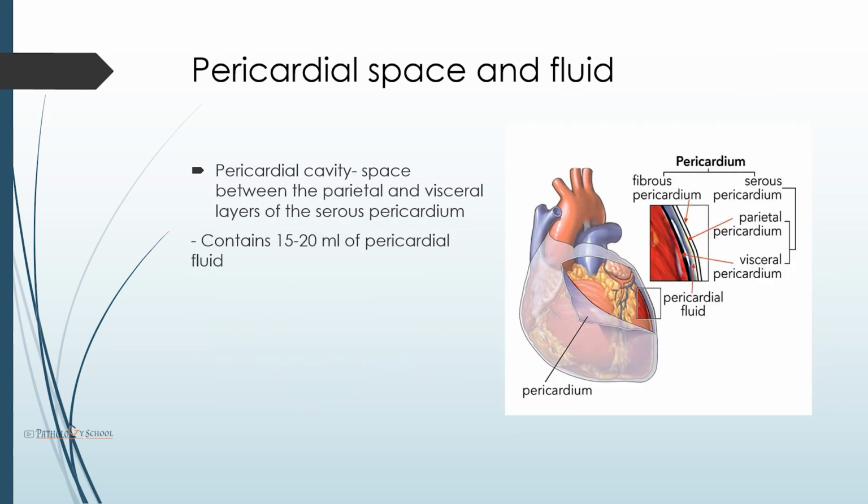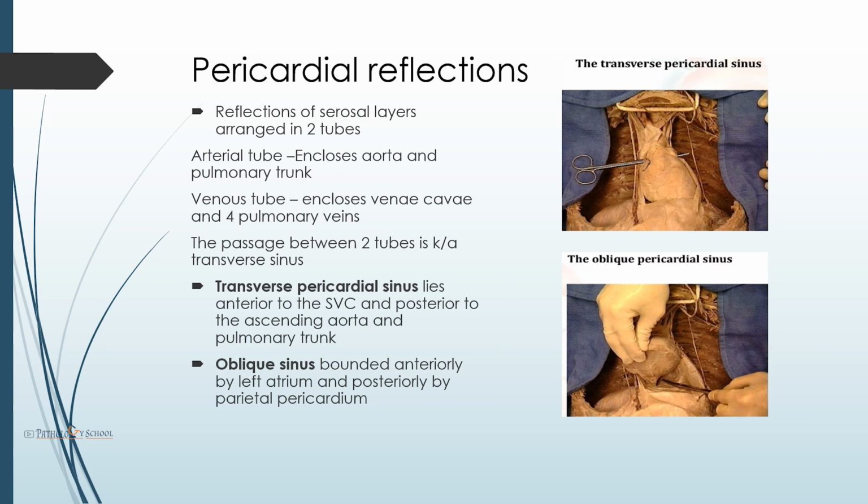Pericardial space and fluid. The pericardial cavity is a space between the parietal and visceral layers of the serous pericardium, containing approximately 15 to 20 ml of pericardial fluid. Pericardial reflections. These are reflections of the serosal layer arranged in two tubes, an arterial tube and a venous tube. The arterial tube encloses the aorta and pulmonary trunk, while the venous tube encloses the vena cava and 4 pulmonary veins.